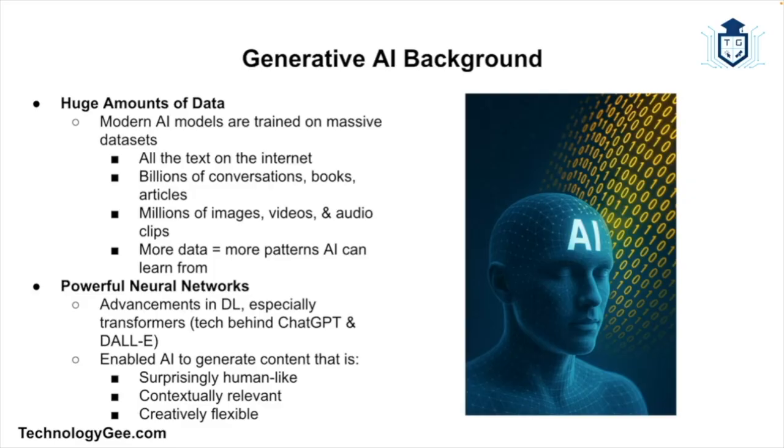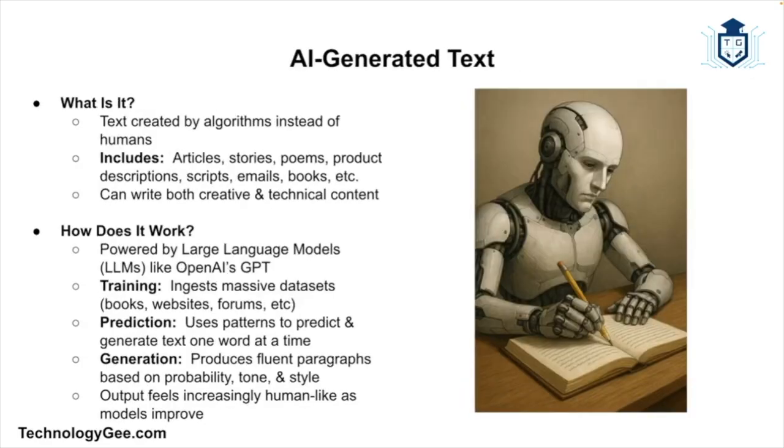And with that foundation laid, let's go ahead and talk about the two most popular types of generative AI, and that is text and images. All right, so what is AI generated text? Well, AI generated text is any written content that's created by an algorithm rather than a human. And this could be articles, stories, poems, product descriptions, scripts, email, and even entire books. These systems can write everything from technical documentation to haikus, and they're only getting better.